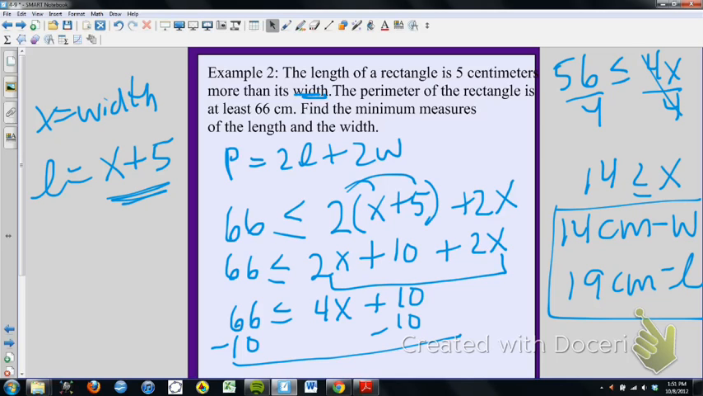So make sure to look for clues in the word problem. At least was identified as meaning that the lowest number it could be is 66. So it's not a strict inequality. It can be 66, but that is the lowest number it can be. All right?